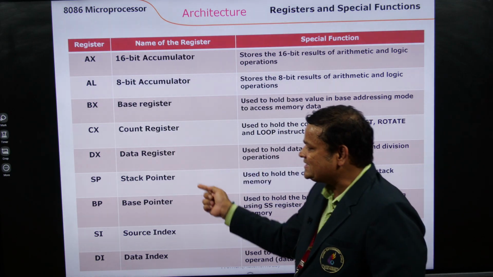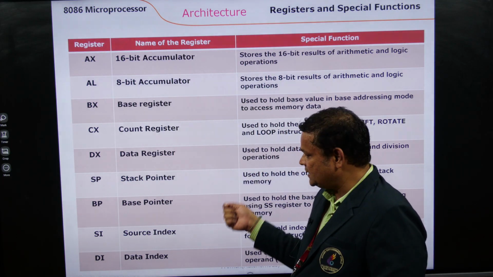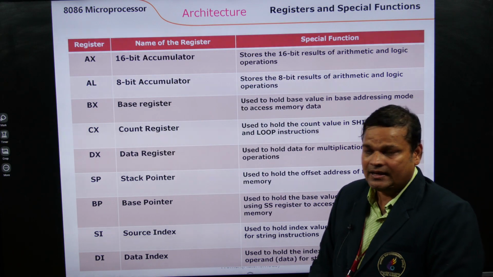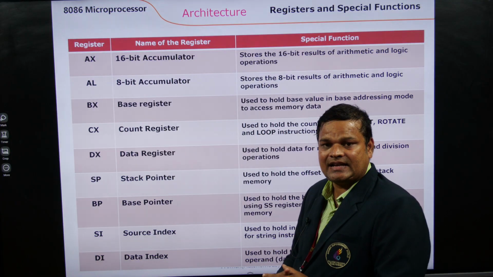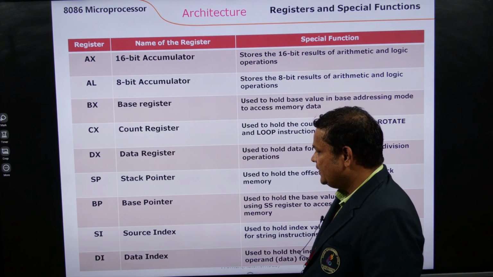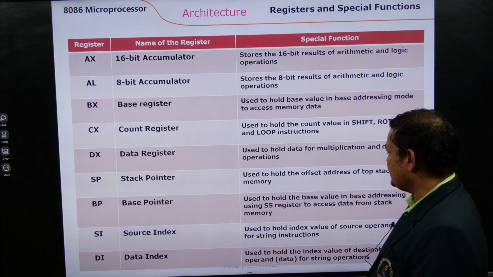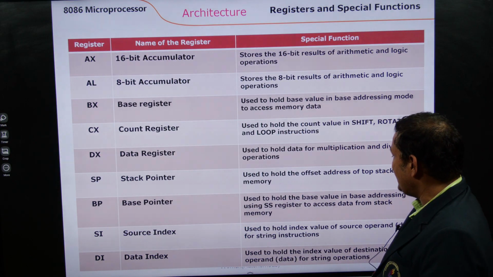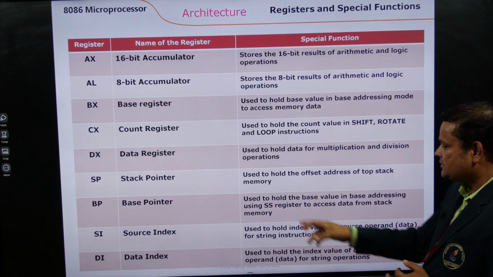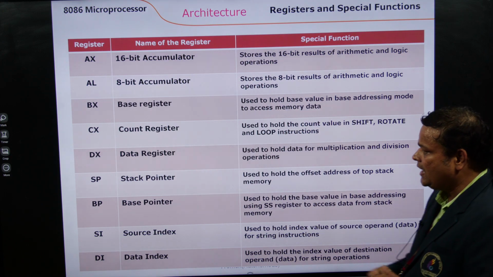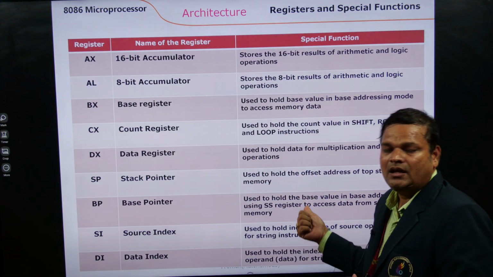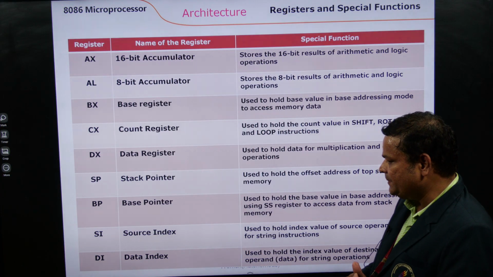Next comes the stack pointer, which is again a 16-bit register. The stack pointer will hold the top of the stack address. This stack pointer will get combined with the stack segment to generate the 20-bit address which is needed to access the data. Next comes the base pointer. The base pointer is going to hold the base value in the base addressing register mode. Apart from the stack pointer, the base pointer is also combined with the stack segment to generate the 20-bit address.